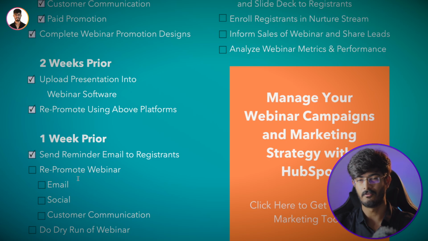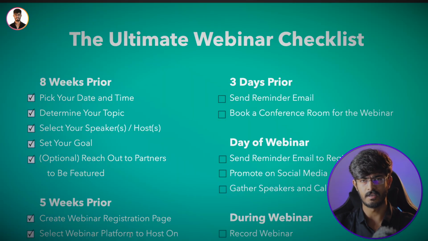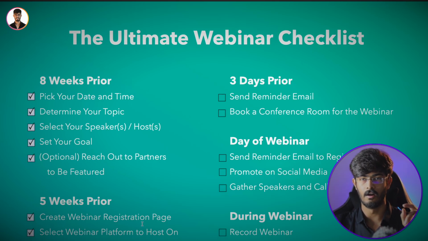Next, again, re-promote your webinar, which we already covered. Do a dry run of the webinar. It's mainly to test your software out. If everything is working fine, do an internal test with your team to check if the webinar is working fine in terms of software and content. Are the hosts able to manage the presentation and all that? So it's more of an internal testing.